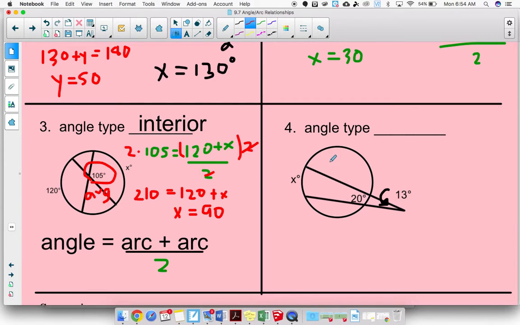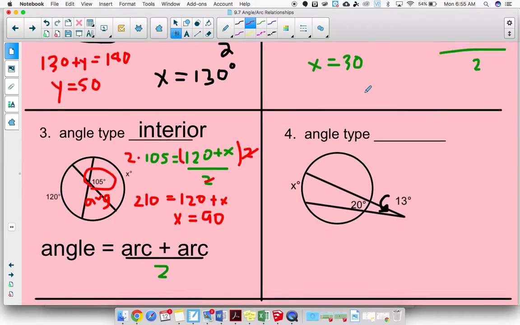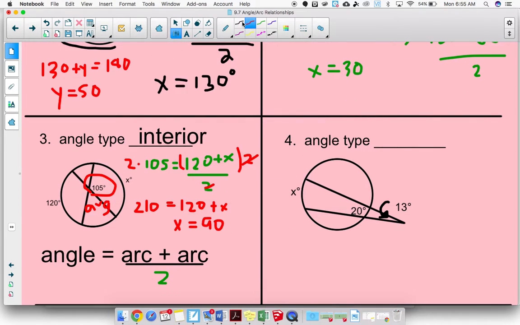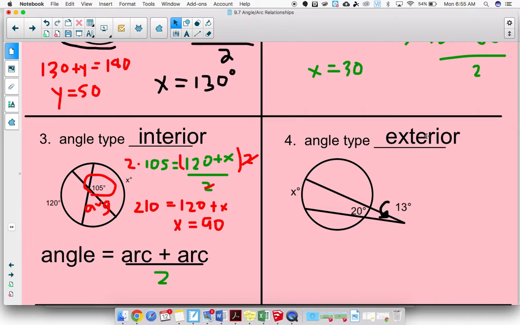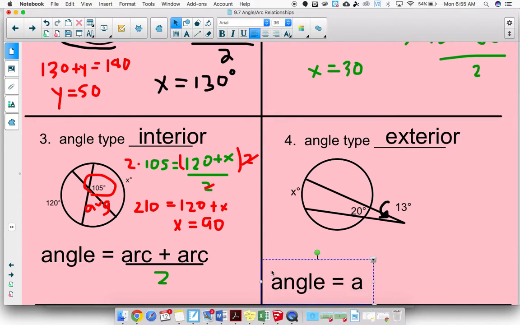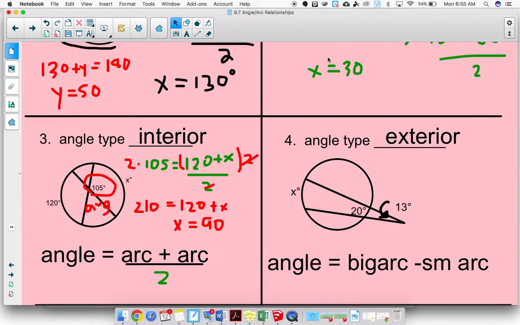All right, let's see, number 4. Again, very similar in structure to number 2, but I want to show you some of the different ways the algebra is going to turn out. So this is going to be considered an exterior angle. Similarly, we're going to say our angle is equal to big arc minus small arc, and then we're going to divide that by 2.